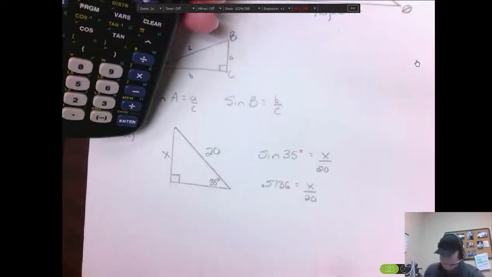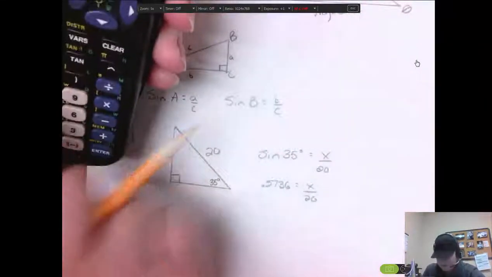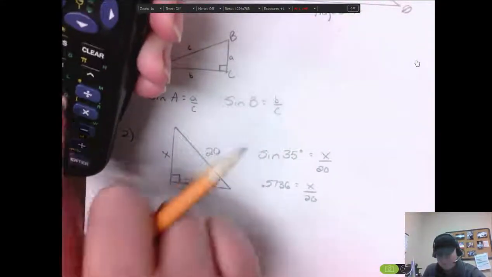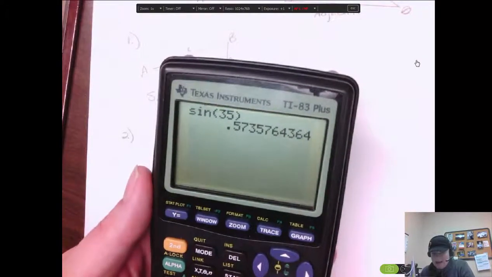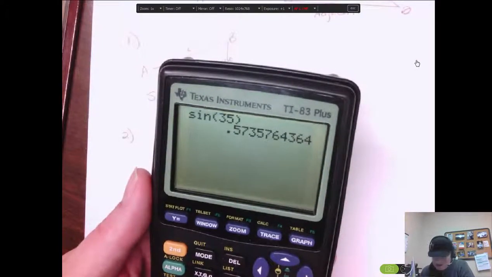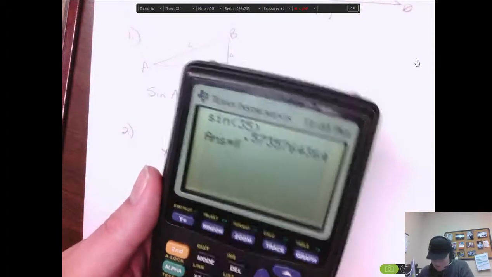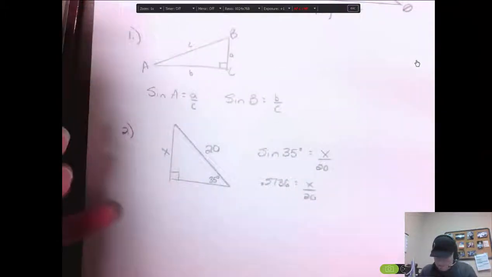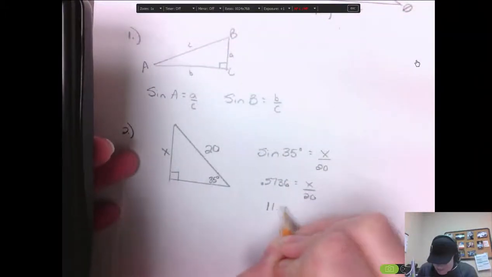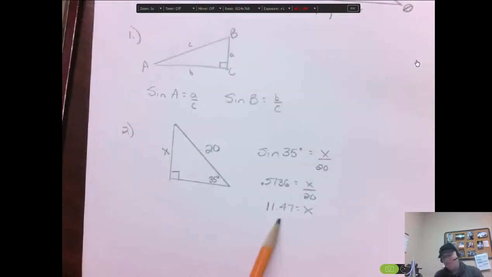And then I keep solving, so I have to multiply those two together. What I like to do in my calculator is, if I've already got the number in, I just click the times button and it'll come up with the answer before, and then put the 20. So I don't have to write out that decimal and make sure that it's correct. We would get 11.47 for x. So this side over here is 11.47.